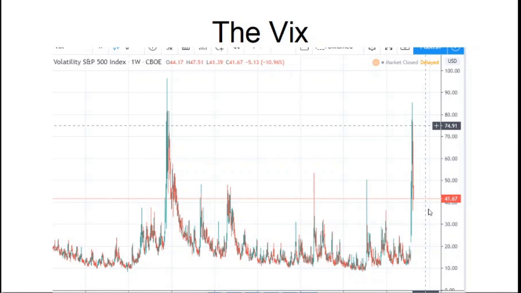So what this is saying is, if the price is at 41.67, I messed that up. There's a 68% chance that the stock price will go up or down 41.67% in a year. So there's a 68% chance that the price of the VIX will go up or down.